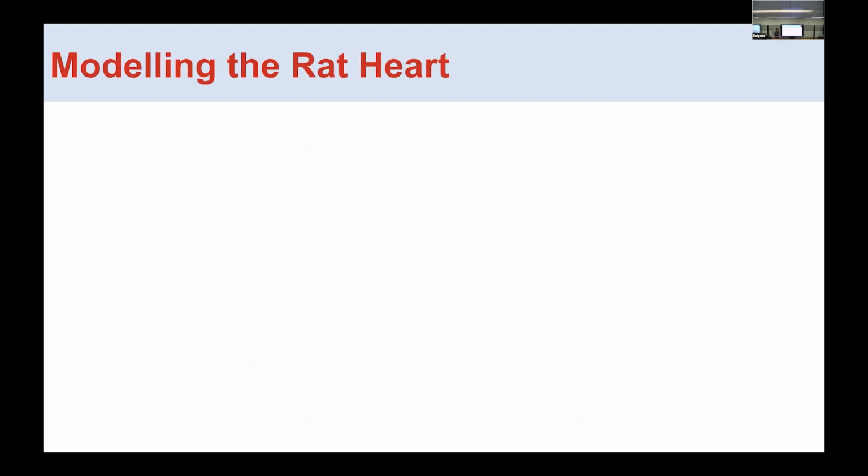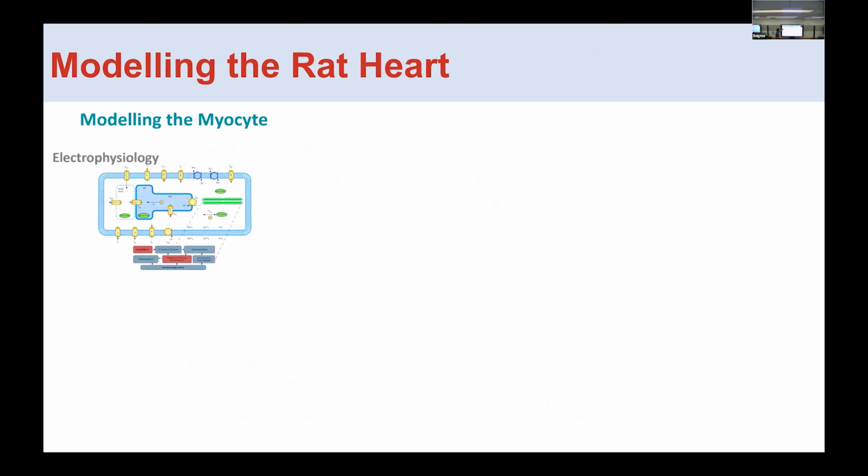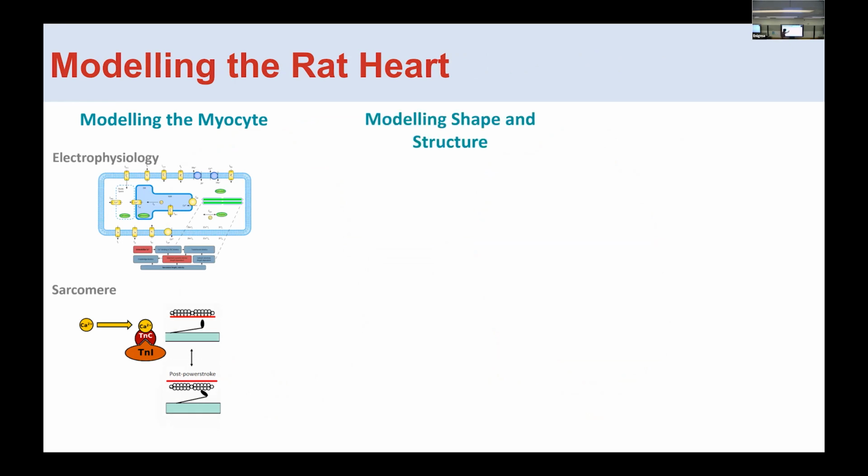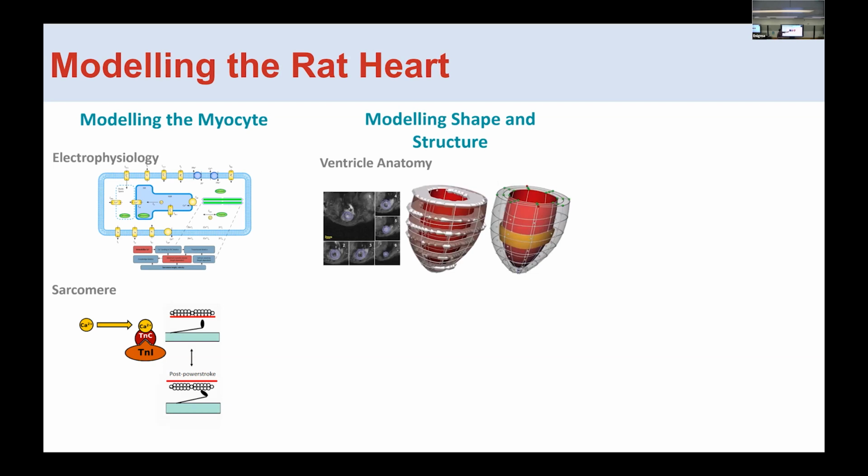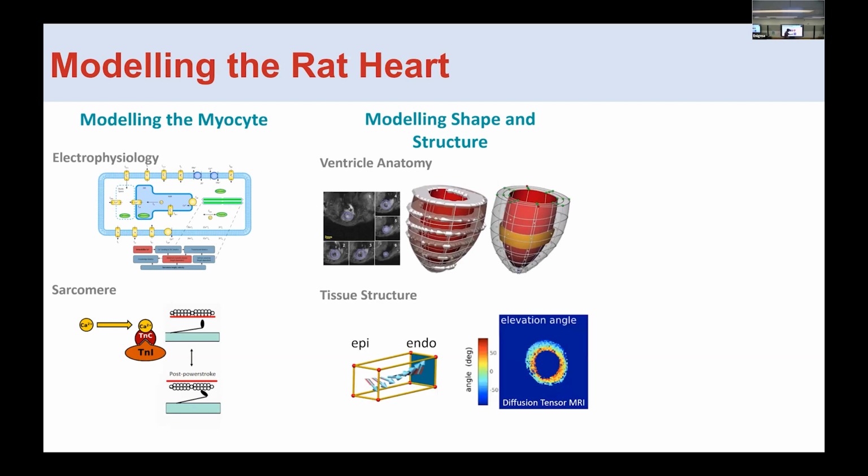So we made a mathematical model of the rat heart. We had our mathematical model of the cell. We had a mathematical model of the proteins in the cell, which generate force. We could do MRIs of rat hearts to get a description of the anatomy. We could do diffusion tensor imaging, where we look at how water molecules move preferentially in different directions to get an idea of what the tissue structure is inside of the rat hearts.